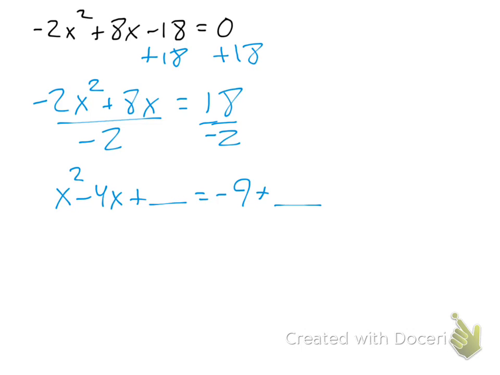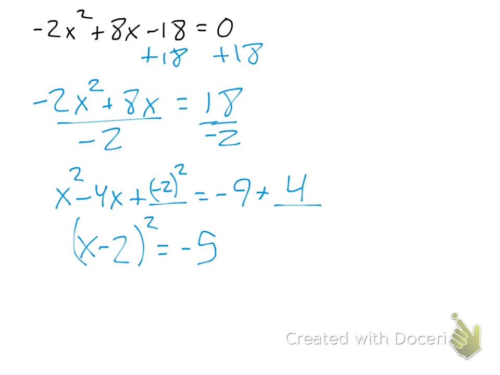What is b? b is the negative 4, right? What's half of negative 4? Negative 2 squared, and negative 2 squared is 4. What is the left-hand side going to factor to? x minus 2 squared equals negative 5.